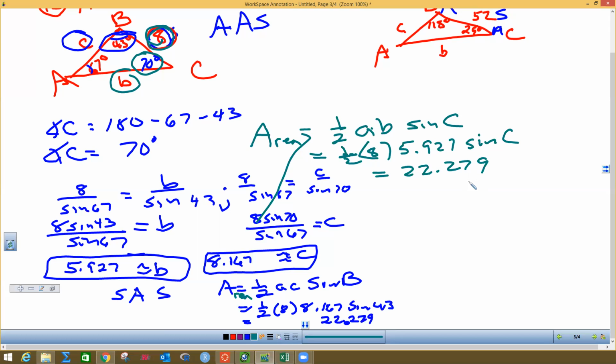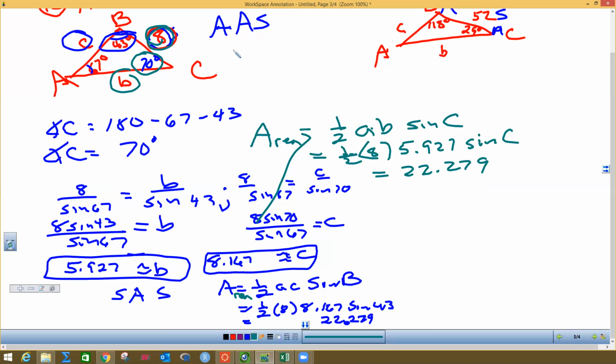And if you want, I will actually go into why this formula works. Does anybody want me to go into why this formula works? No? Okay. It's 1/2 base times height.